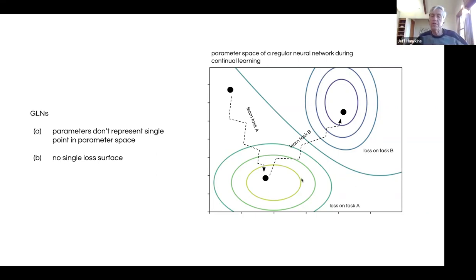It's just a very basic thing, to say, well, yeah, one set of synapses is dedicated to one task, and another set of synapses is dedicated to another task, and that's why you don't forget.